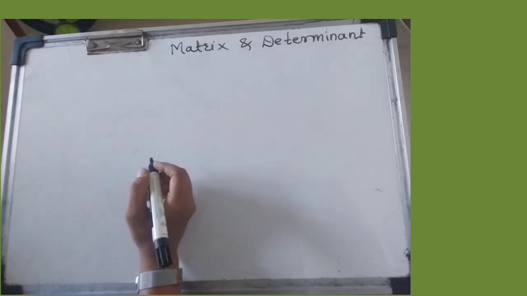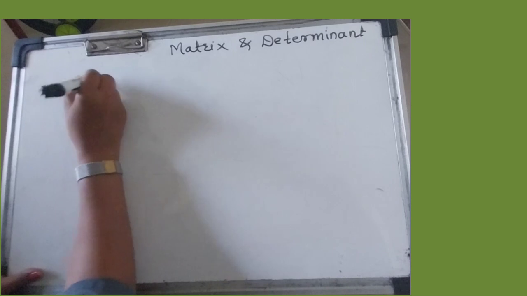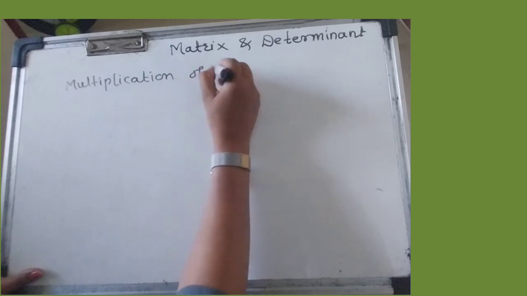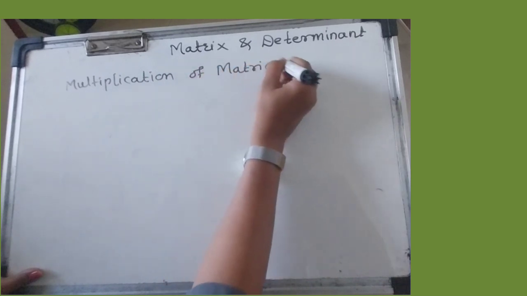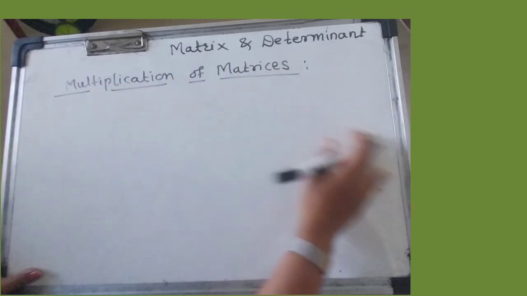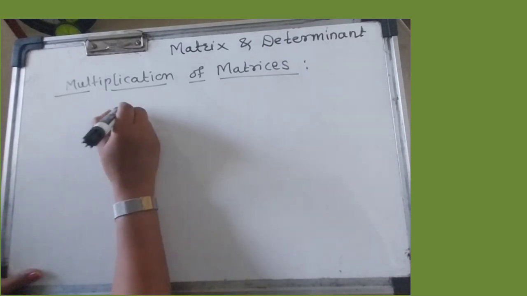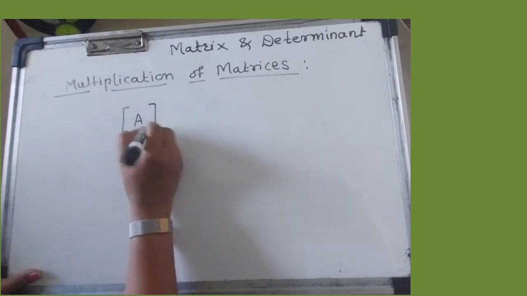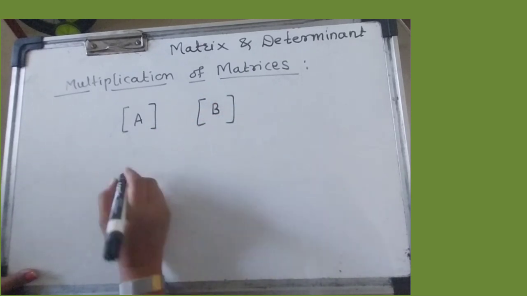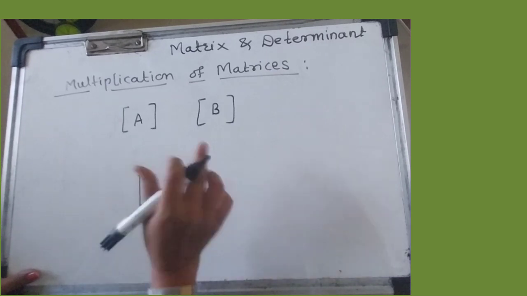Next is a very important topic, that is multiplication of matrices. See carefully because this is a very important topic. It is simple but a little bit complicated. If two matrices are given, suppose matrix A and matrix B, and you want to take the product of these two matrices, the product is AB. Product means multiplication. I want to take the multiplication of these two matrices.